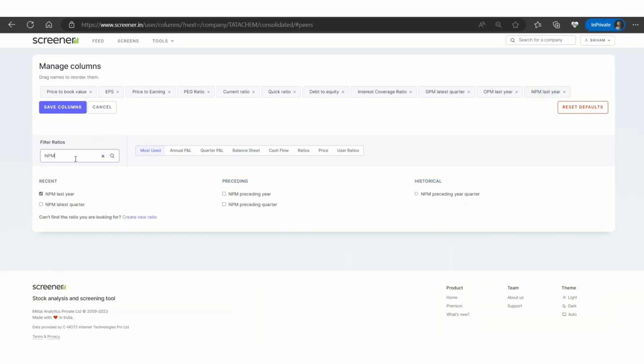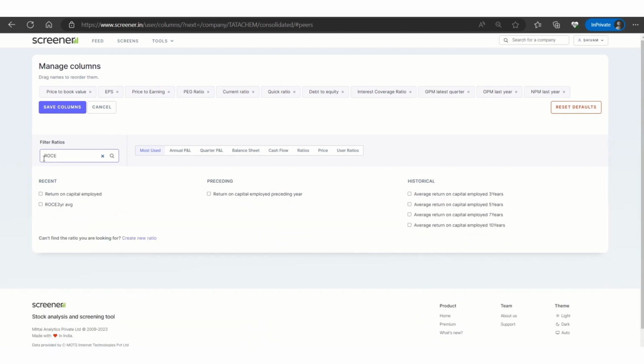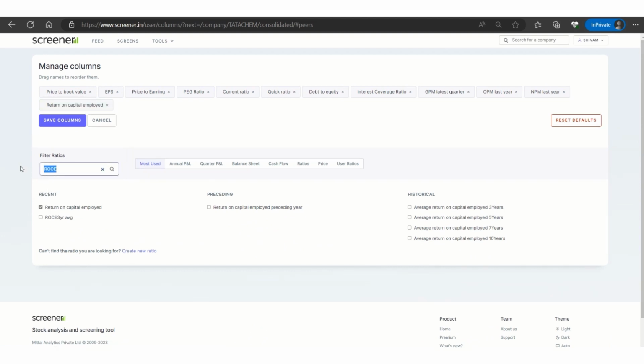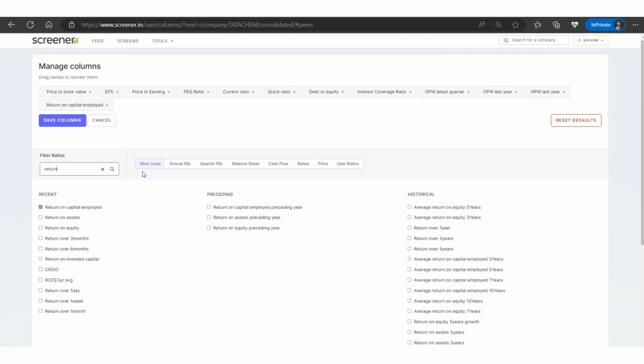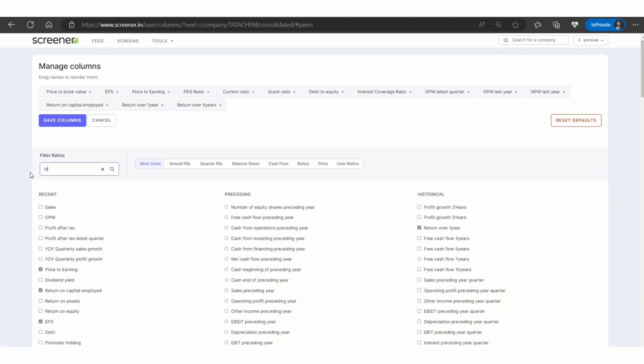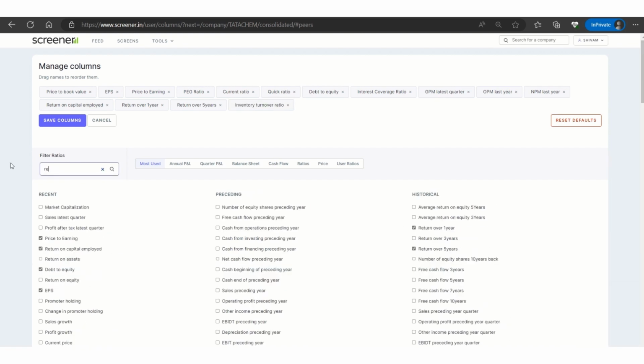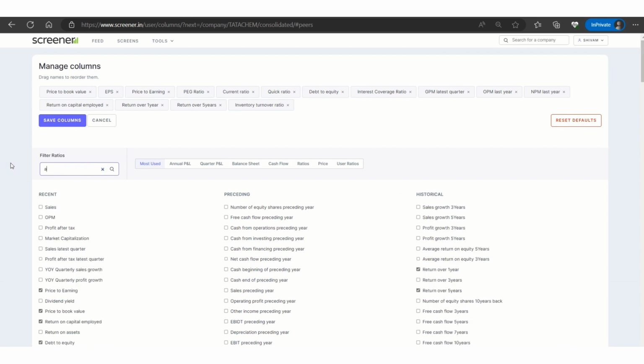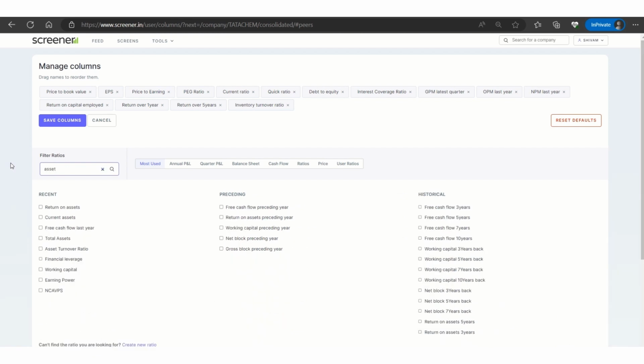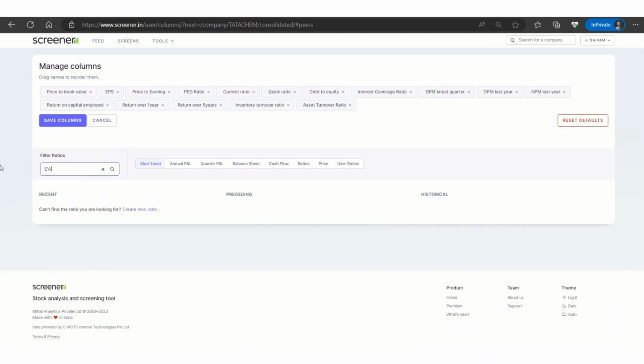Okay. After that, even in the last lecture, we have also learned ROCE, right? So return on capital employed. And then we have also learned your returns. So you have your return over 1 year and your return over 5 years. Okay. Now in this lecture, what we have learned till now is your inventory turnover ratio. And the second we have learned is your asset turnover ratio. It's here. And at last we have learned the EV by EBITDA model.